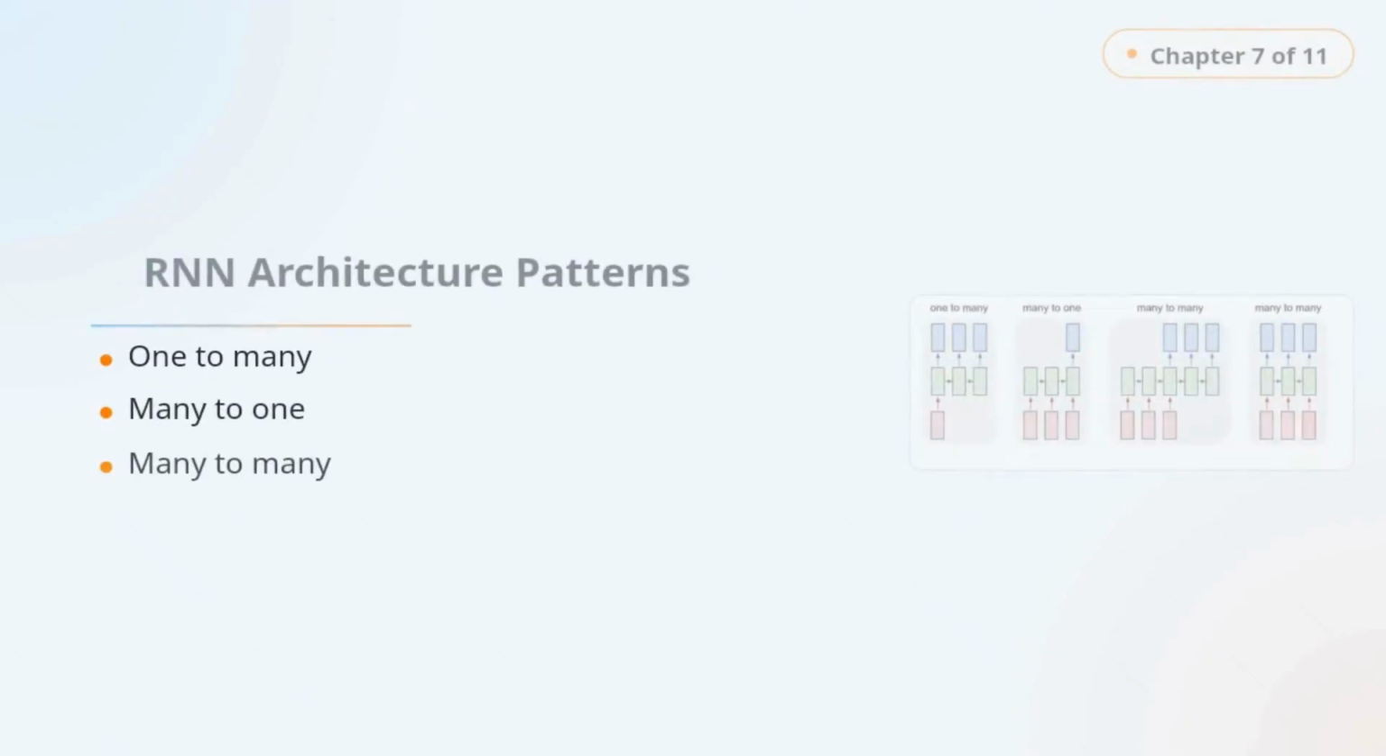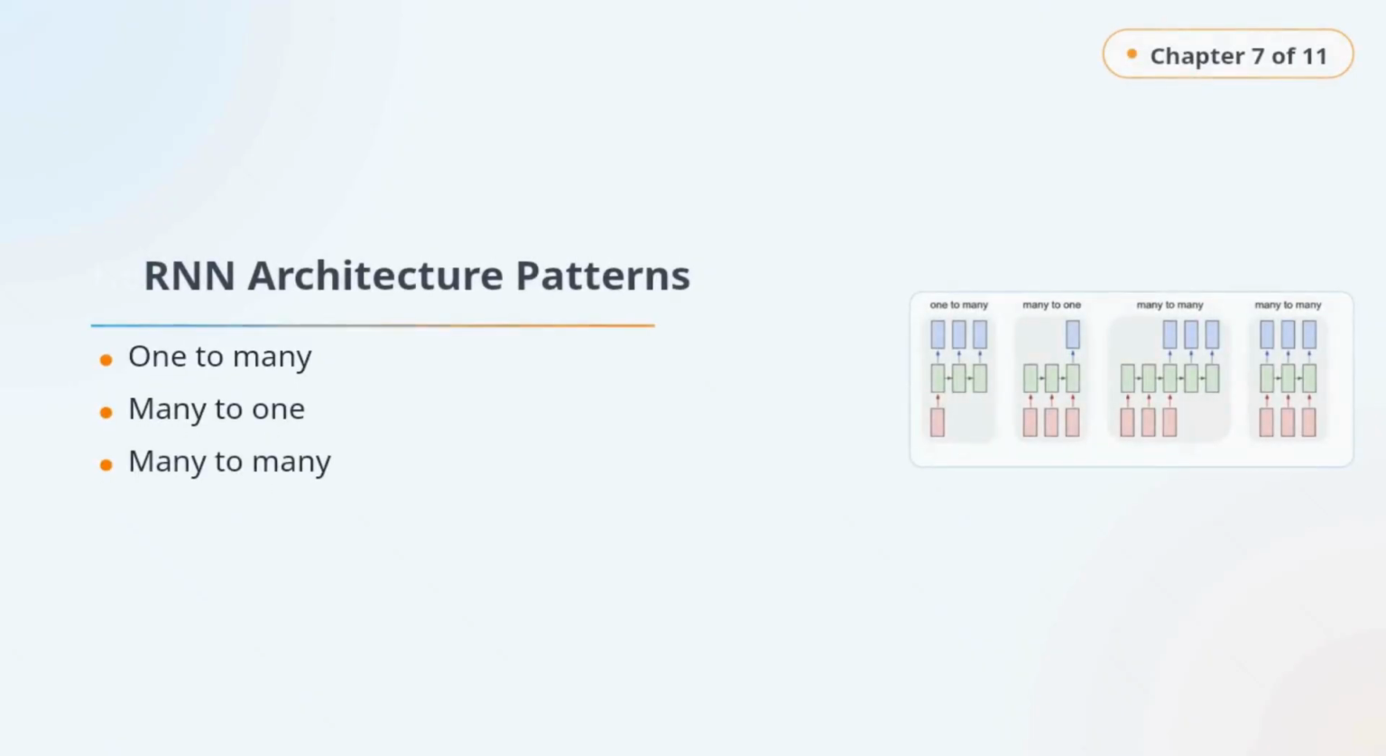RNNs can be arranged in different input-output patterns. One-to-many means one input gives a sequence output, like image captioning. Many-to-one means a sequence input gives one output, like sentiment classification. Many-to-many can map a sequence to another sequence, either with equal length or different length outputs.